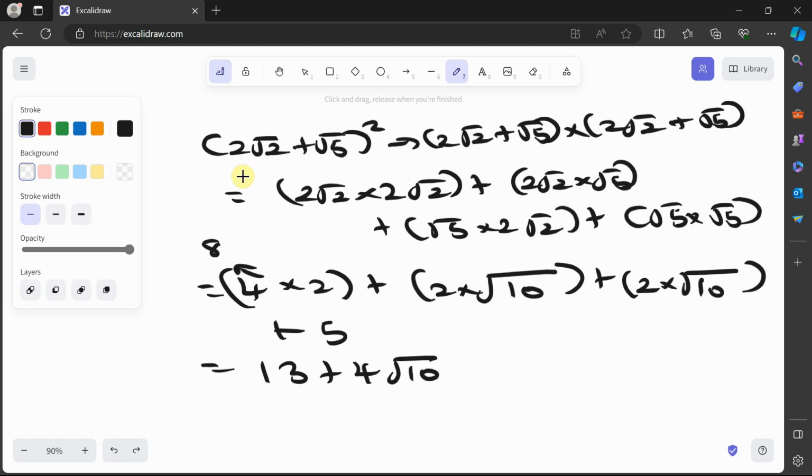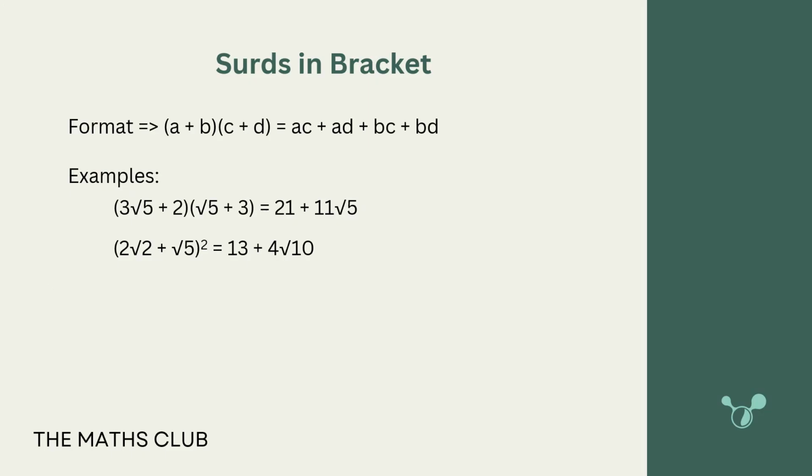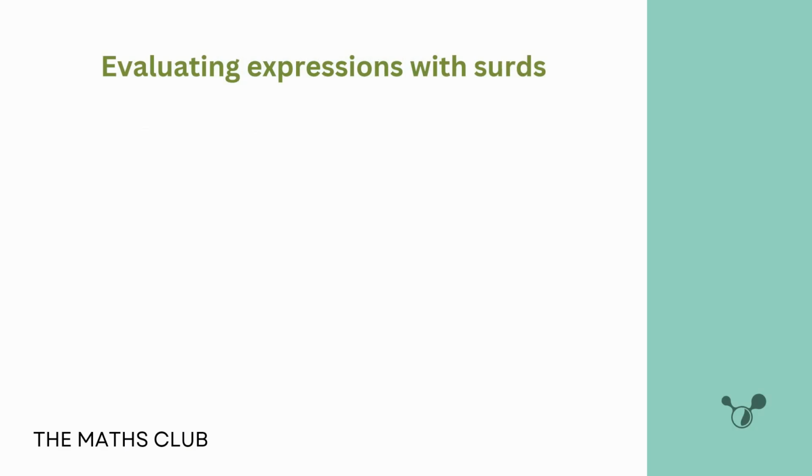So you can see the way we've been able to break this down. Let's see if this thing is actually correct. Yeah, so you can see 13 plus 4 root 10. So just break them apart and use the multiplication of open bracket and close bracket like the way you would do it normally, and you have your answer at the end of the day. It leads us to evaluating expressions with surds. I think that's actually the last session in this particular video.